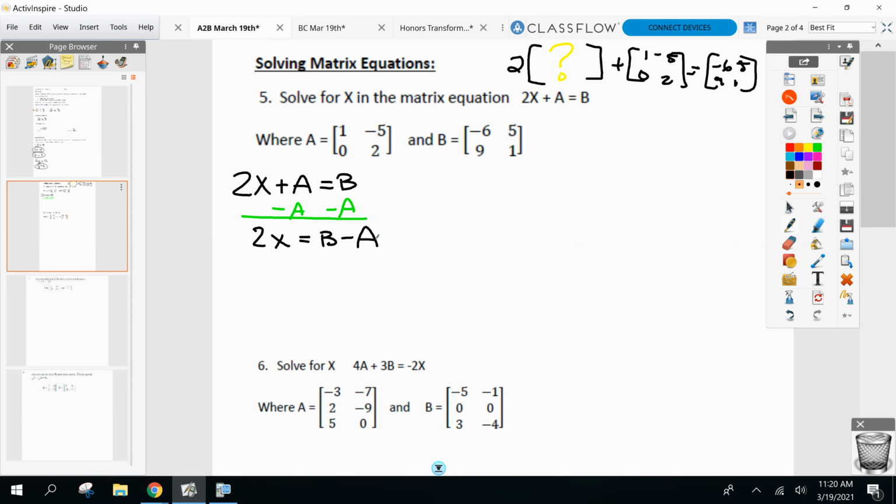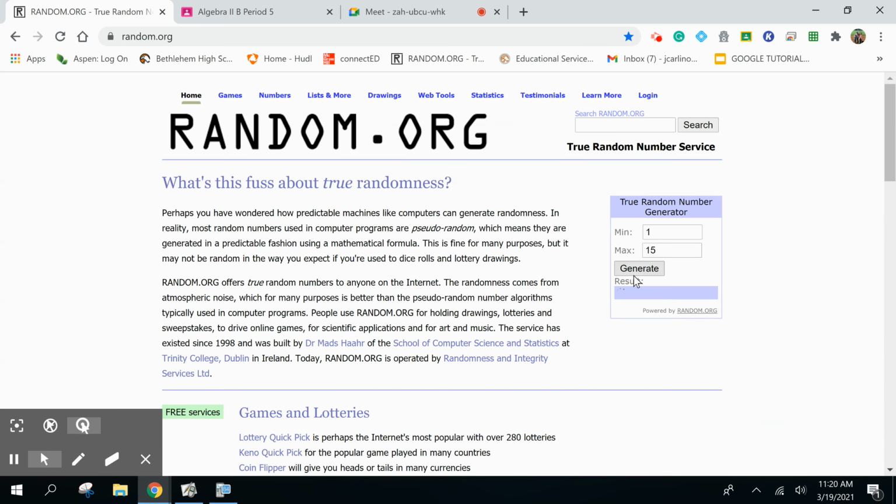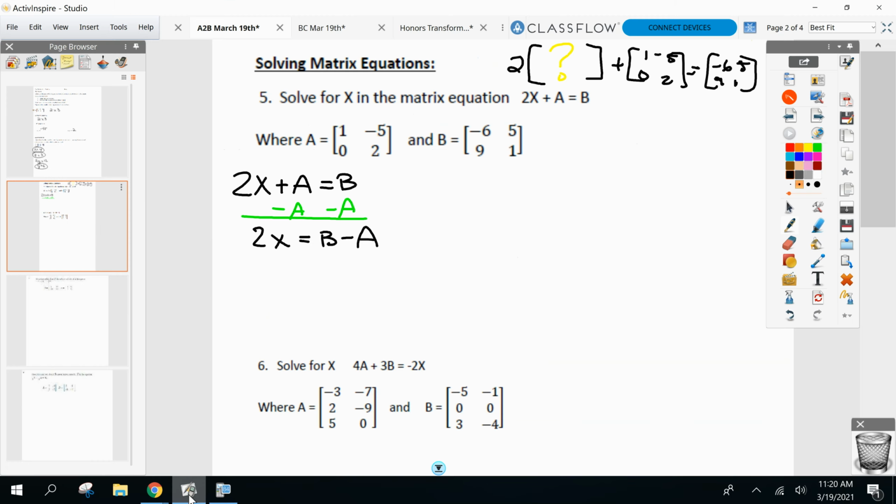What else do I need to do here? Last step to get x by itself. What are you looking at? Colin, what do you got back there? What would I have to do here? Divide 2 over. Yep, okay, now let me talk about that because he's correct. Colin said divide by 2.